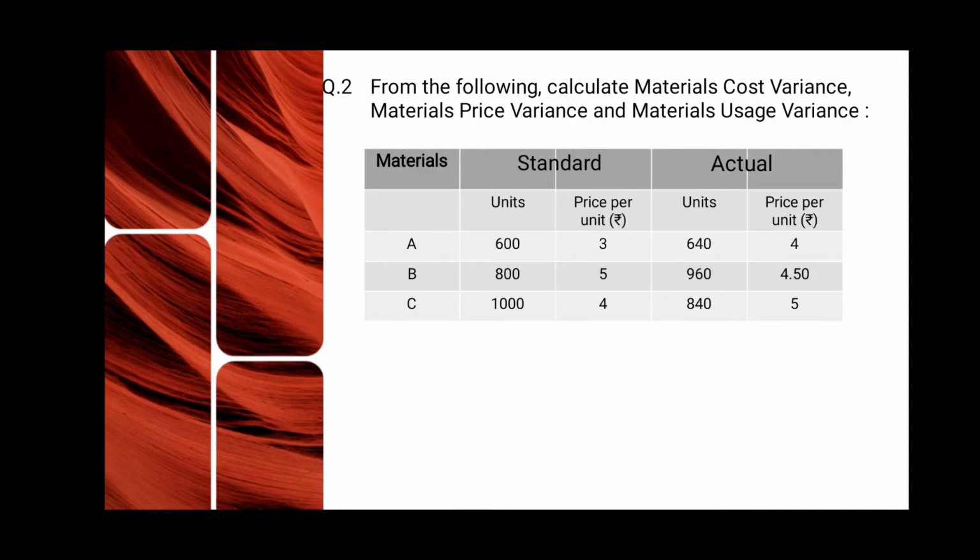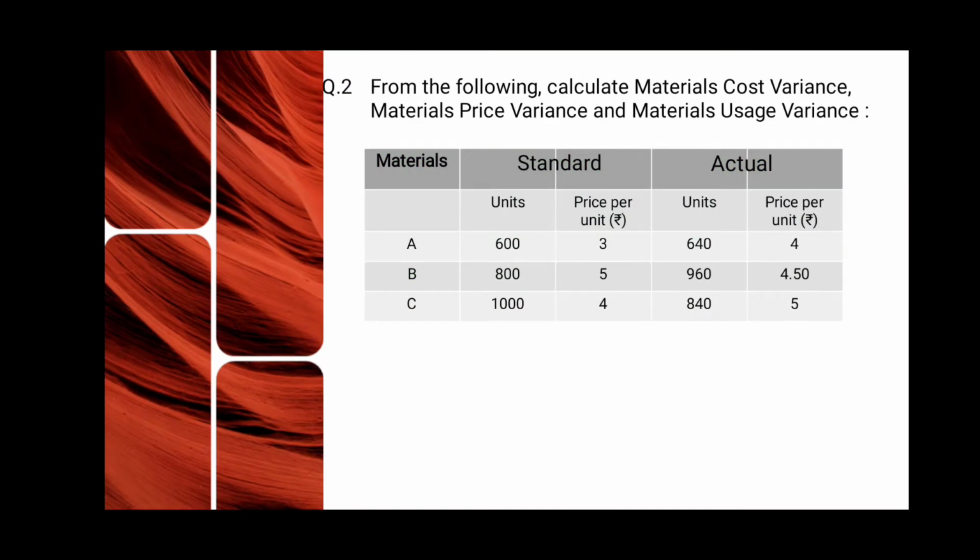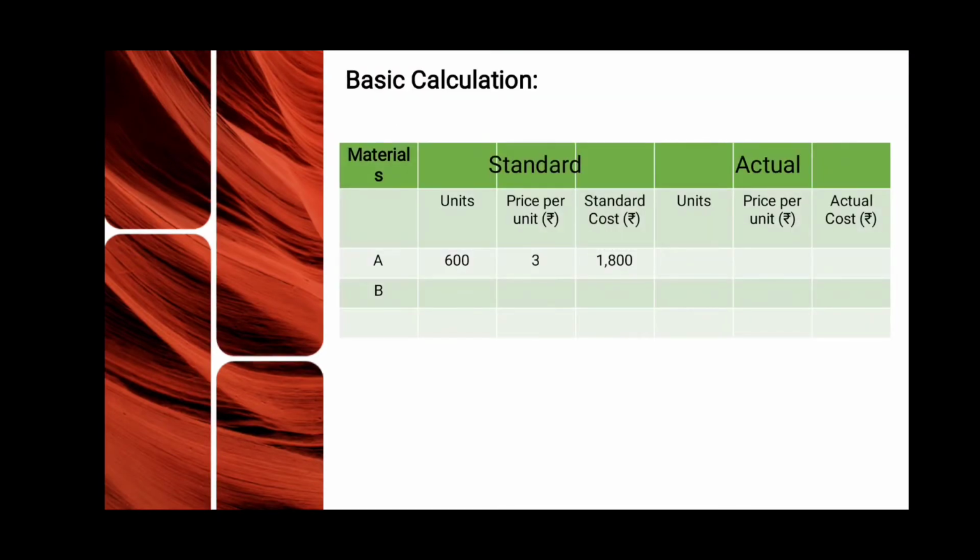For material A, standard units are given as 600 and standard price per unit is given as 3. So we'll record it in the table. Material A, standard unit is 600 and price per unit is 3. So the standard cost amount will be rupees 1800. Next, material B, standard units are given as 800 and standard price per unit is given as 5. So we'll record it. Material B, units are 800 and price per unit is 5. So the standard cost amount will be rupees 4000.